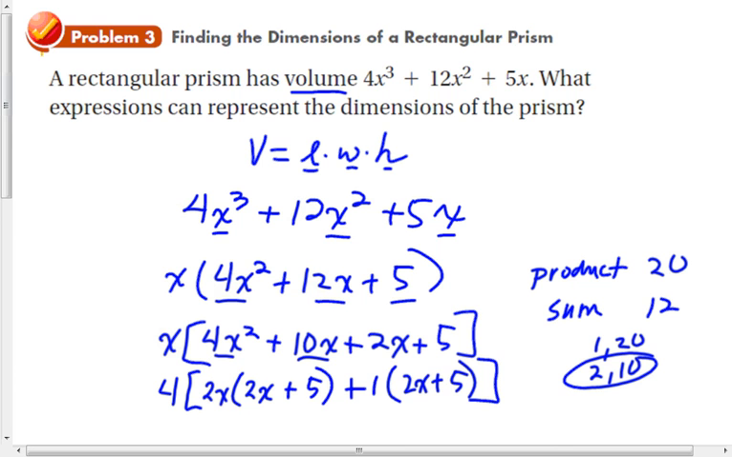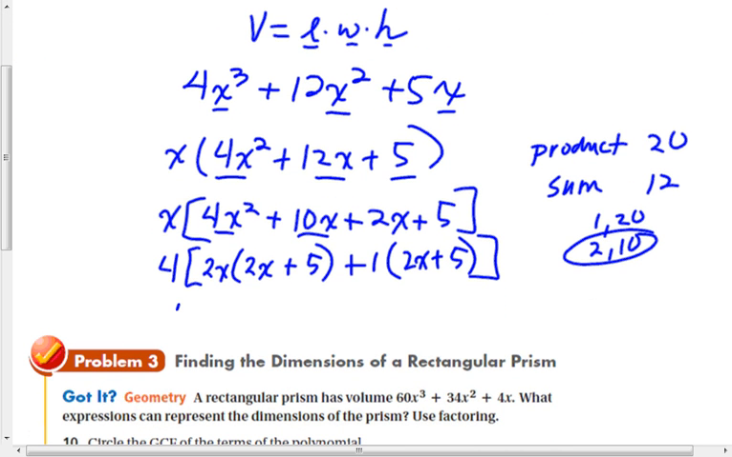And so my other factors are, I forgot the x out here. That should be x. So one of the factors is x, and one of the factors is 2x plus 1, and the other is 2x plus 5. All right, you try that.